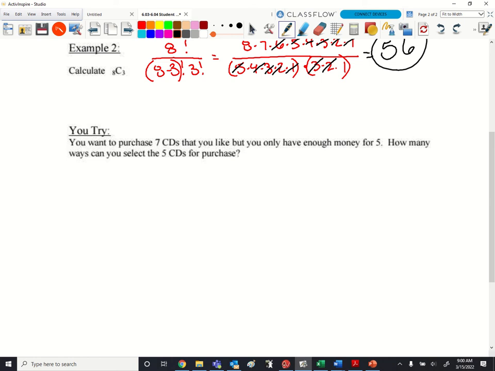All right, let's see what we got here. So we start off with 7C5. So I'm going to write it out. It's going to be 7 factorial over (7 minus 5) factorial times 5 factorial. And so my final answer comes out to be, what do we get?